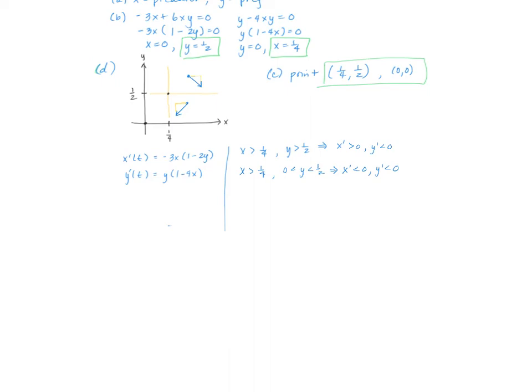Okay, the other scenario is if the x values are between 0 and 1/4. So if x is between 0 and 1/4 and y is greater than 1/2, we're going to be here. And in that case, the derivative of x is positive and the derivative of y is positive. So that means x positive, y positive, draw a vector.